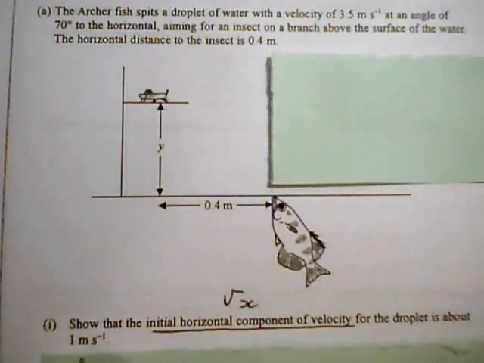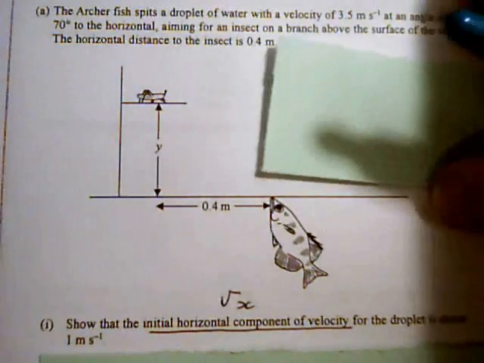And the question says, show that the initial horizontal component of velocity for the droplet is about 1 meter per second. So the "show that" means we've got to do the calculation, and then we've got to show what our answer is, and to one significant figure it must be the same as 1 meter per second. And I've decided to call the initial horizontal component Vx, so I'm going to refer to Vx in my answer.